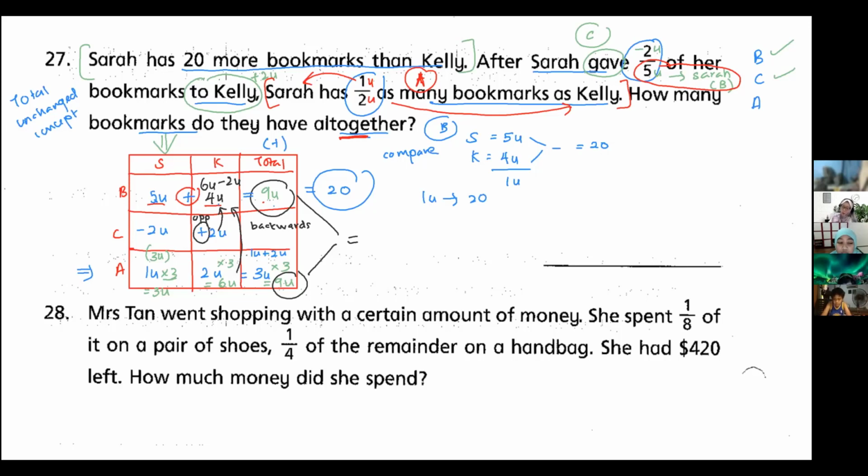Now, how many bookmarks do they have altogether? Let's look at the total. How many units do they have? 9. Here also 9. So I want to find 9 units. So 9 units is 20 times 9, which equals 180. Answer: 180.